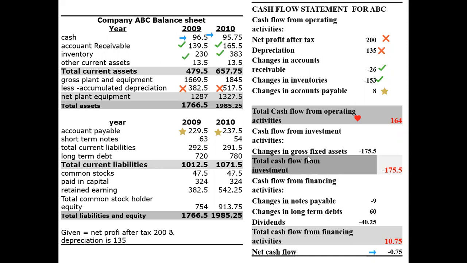So we have the gross fixed assets, which are the machines and the equipment. If we go up to the fixed assets, you have 1,690.5 and it becomes 1,845. So this means that I spent a lot of money, and this money is represented by buying assets, which will be my outflow. I buy more assets, and this buying of assets is for investing in the company.